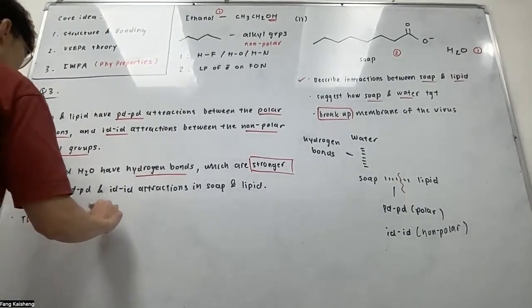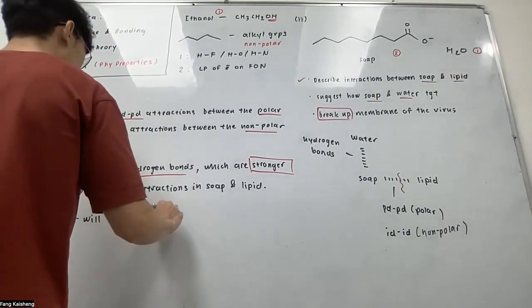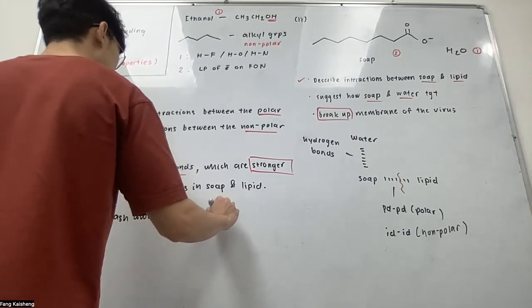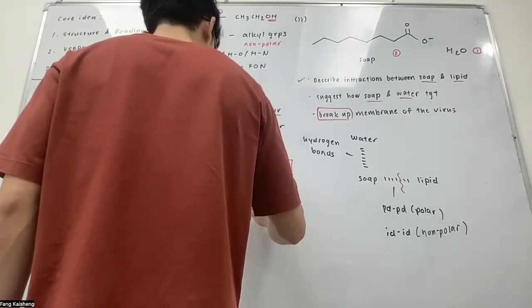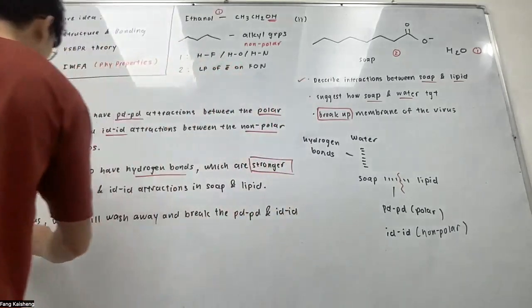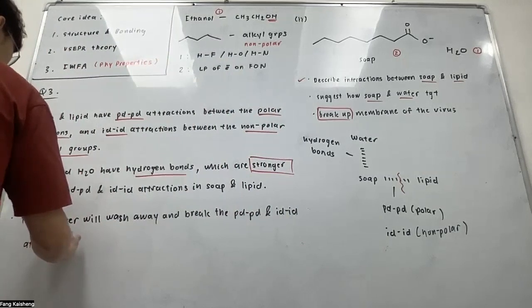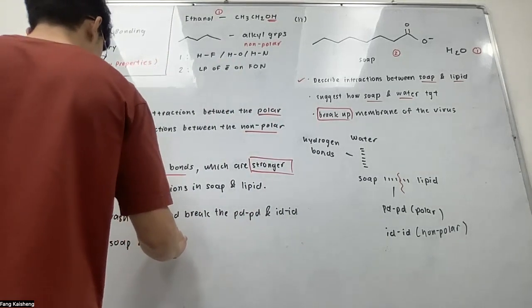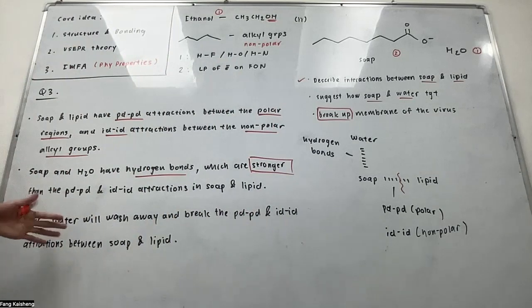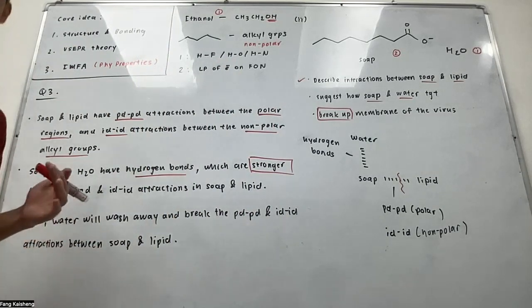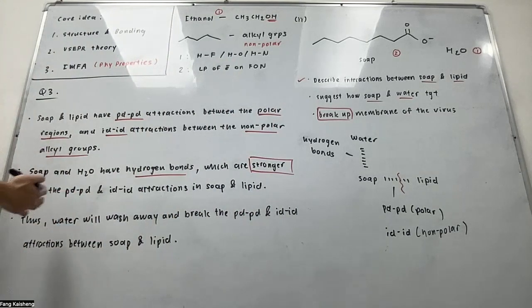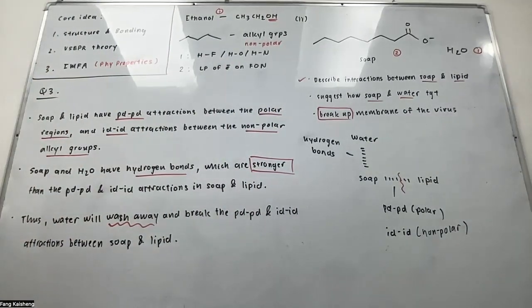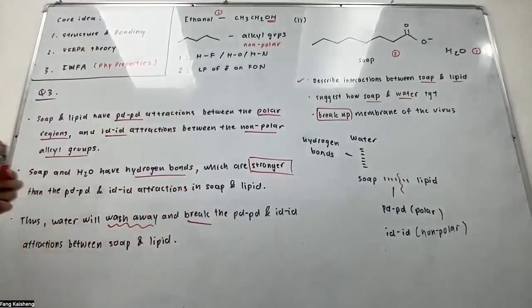water will so-called wash away, okay, and break the PD and ID attractions in between soap and lipid. So the last point, you don't really need to follow my wording very closely, as long as you roughly have an idea of how to link back to the context, that can already do. So wash away is actually a keyword in this question. Okay? You wash away, but you break apart the weaker attractions between soap and lipid, and that's how you break up the membrane itself.